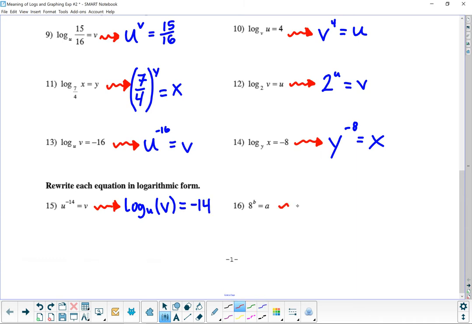Okay, same thing with this one. Okay, so exponential base 8, that means that we will end up with log base 8 of a, and that's going to equal our power, which is b, which is no longer an exponent, no longer a power.